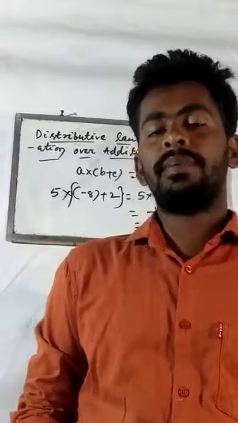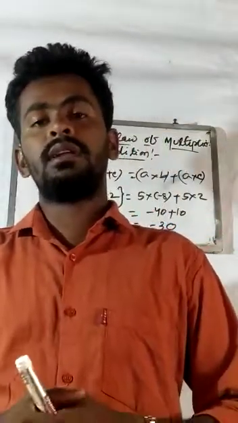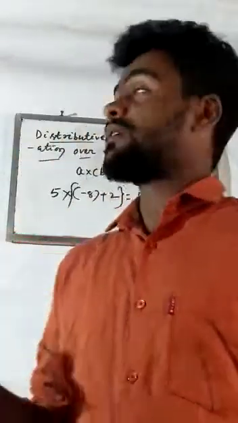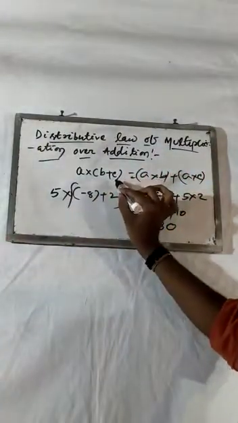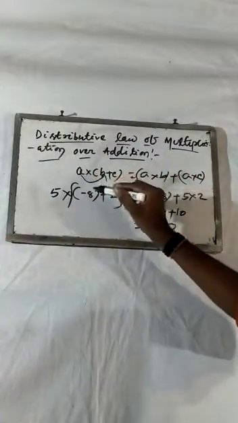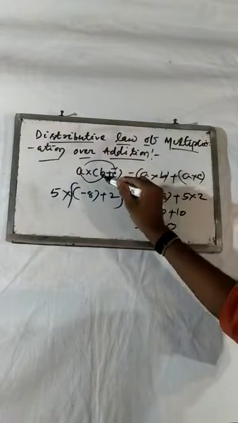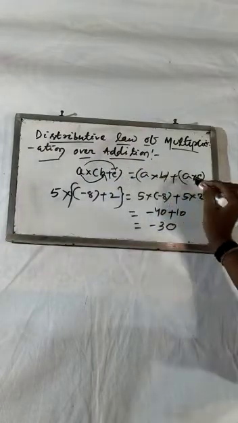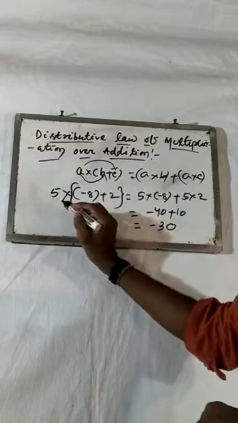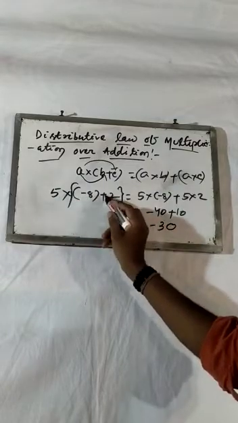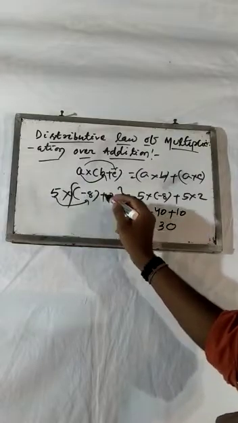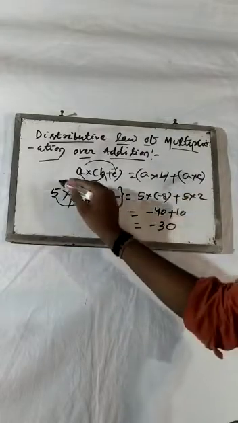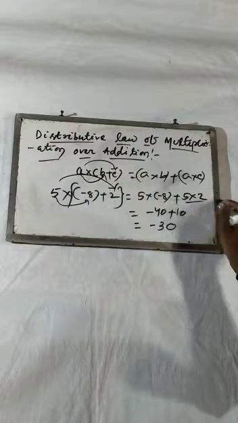And the fourth property is distributive. You already read distributive. Distributive means distribution. A into whole bracket B plus C, then A is operated upon B, and A is operated upon C: A into B plus A into C. Let us take the example 5 into whole bracket minus 8 plus 2. Then 5 will be multiplied with this, and in the middle a plus sign will be there, and again 5 will be multiplied with this.